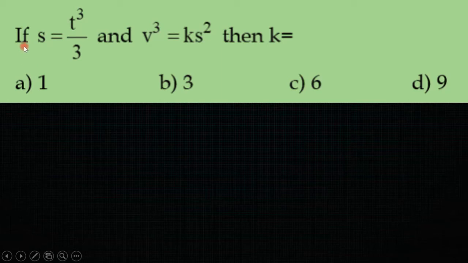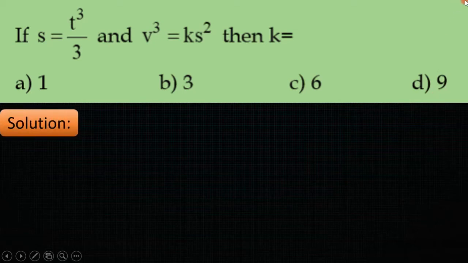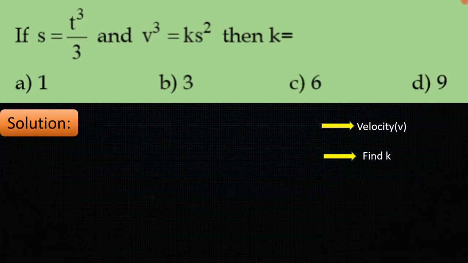The question is, if s = t³/3 and v³ = k s², then k is equal to. Options are 1, 3, 6, 9. Let us find this. First, we find the velocity and then we find the value of k. Given s = t³/3. Now, we find the velocity.